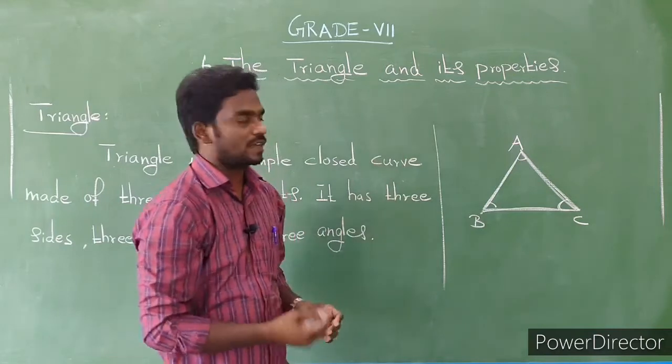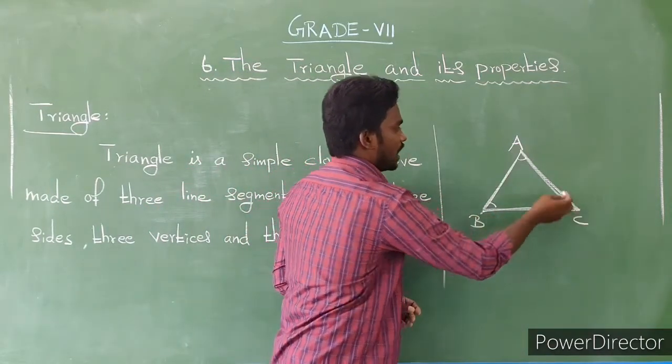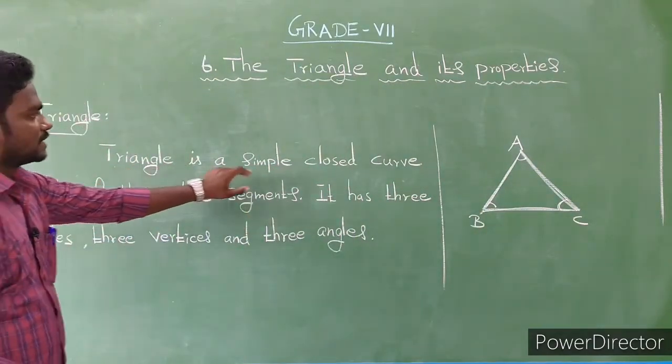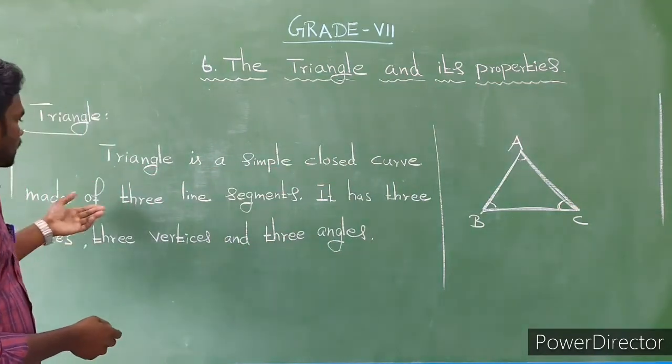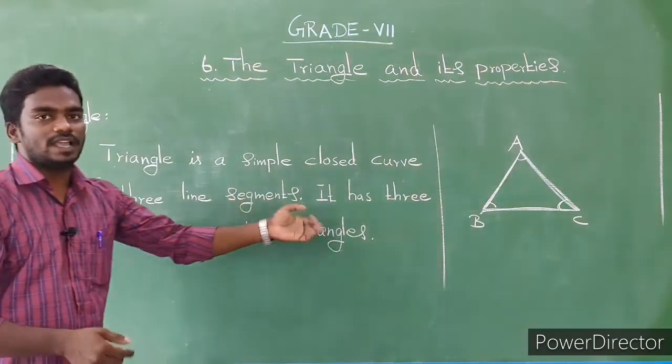How many vertices does a triangle have? Point A, point B and point C are the 3 vertices of a triangle. What is a triangle? A triangle is a simple closed curve made of 3 line segments. It has 3 sides, 3 vertices and 3 angles.